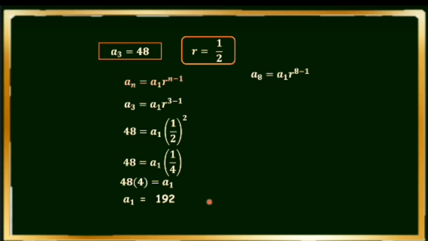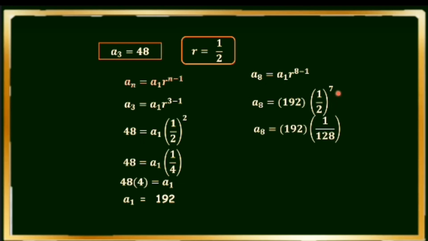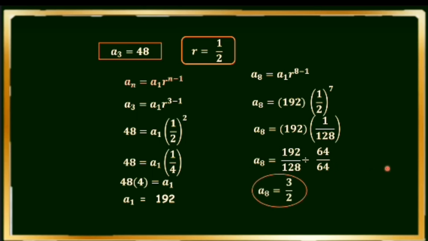To find a sub 8, a sub 8 is equal to a sub 1 times r raised to 8 minus 1, or 192 times 1/2 raised to the 7th power, or 192 times 1 over 128. Again, 1 raised to the 7th is 1, and 2 raised to the 7th is 128. This is 192 over 128. We can simplify this by dividing numerator and denominator by 64. And so a sub 8 is equal to 3 over 2.